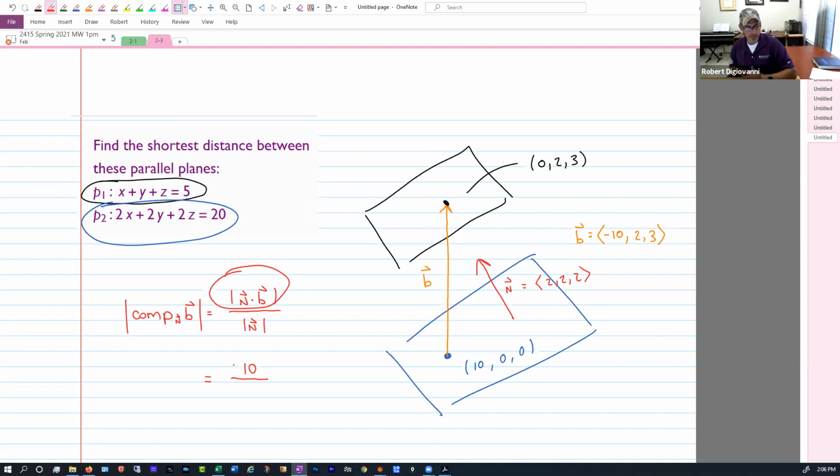And then someone want to tell me what the denominator is, the magnitude of N? Got square root of 12. Square root of 12. 4 plus 4 plus 4, take the square root. And that's it.